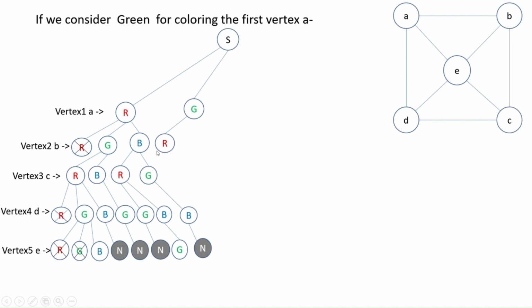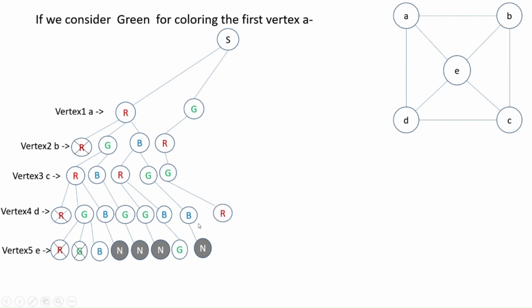Now since the second vertex is colored with red, the third vertex should not be colored with red, but it can be colored with green, right? Since 1 and 3 are not adjacent to each other. So we are going to color the third vertex with green. After that, we color the fourth vertex with red, because 2 and 4, that is B and D, are not at all adjacent to each other. So we are coloring it.